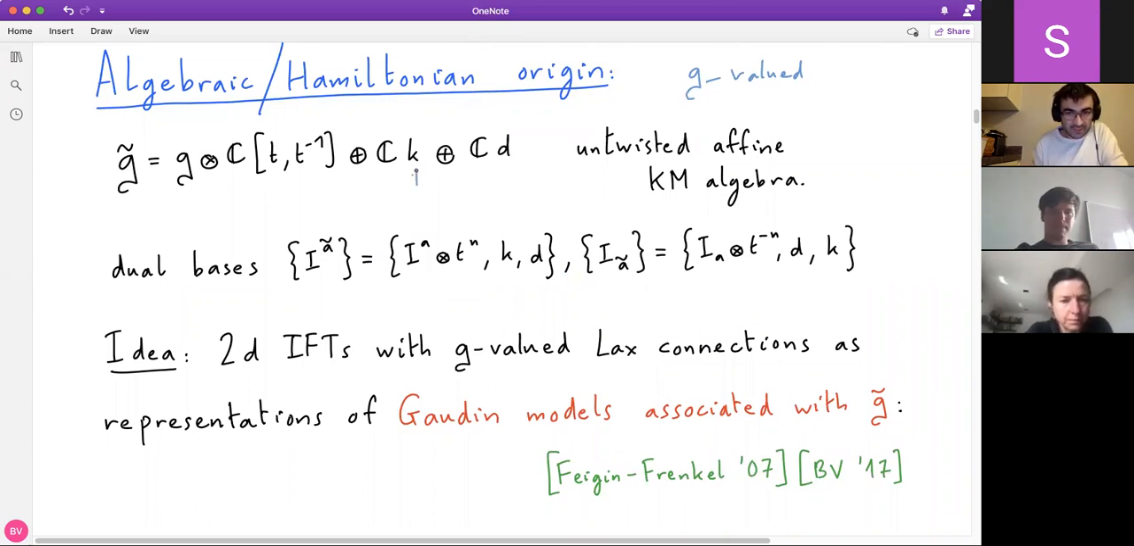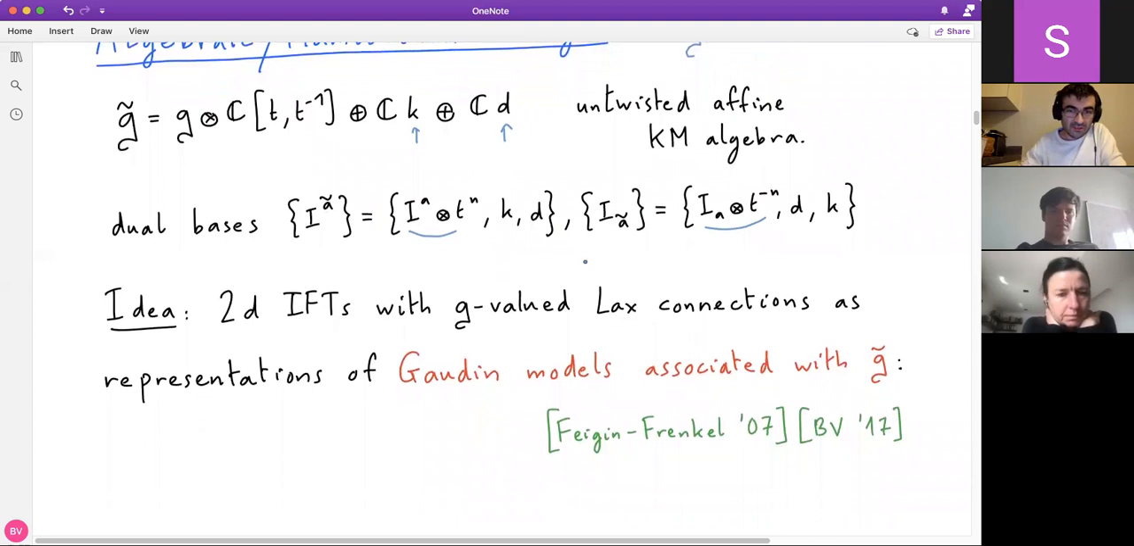So crucially, I have the central extension here and the derivation element. And then I have the loop generators and the dual loop generators. These are dual with respect to the, sorry, the non-degenerate bilinear form on the affine Kac-Moody algebra.